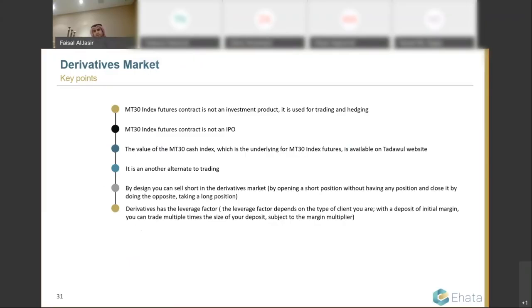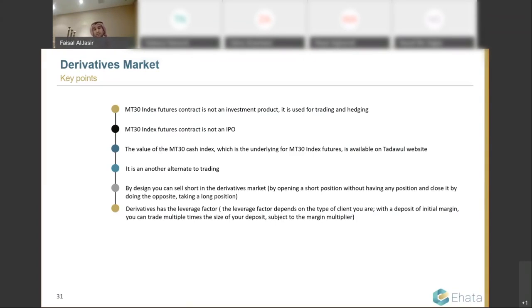It is another alternative to trading the market. So if we said that the MT30 represents a percent of the market, this is an alternative for someone to actually trade the market. And again, by design, a trader can exit the position by doing the opposite trade. If he's short, he does the opposite and goes long. If he's long, he does the opposite and goes short. So you do not need to wait until the settlement day in order to exit a position.